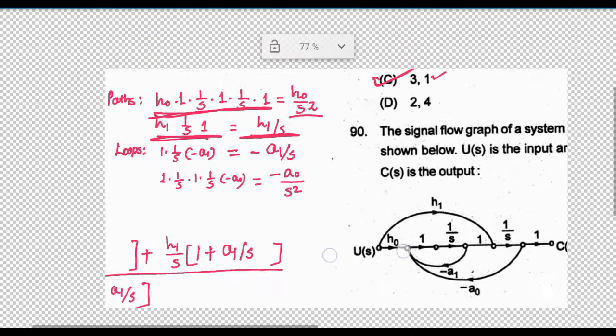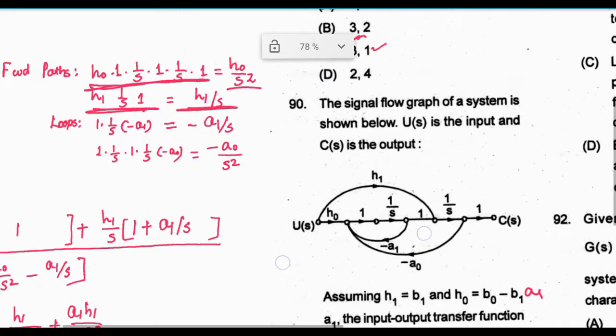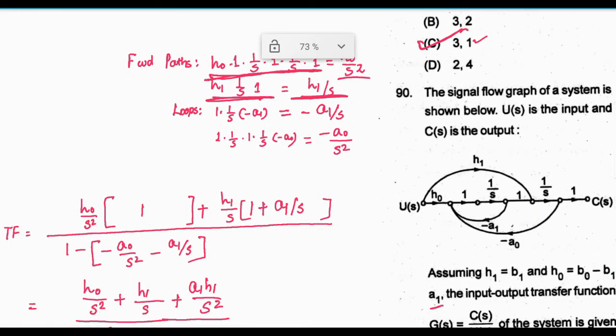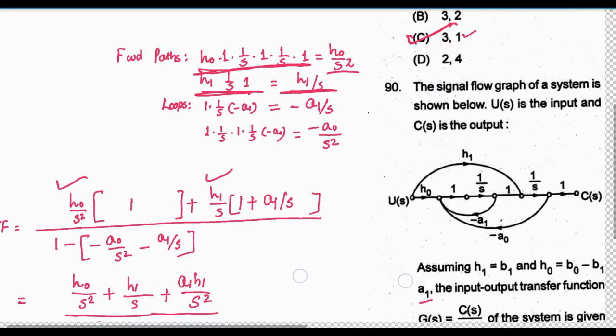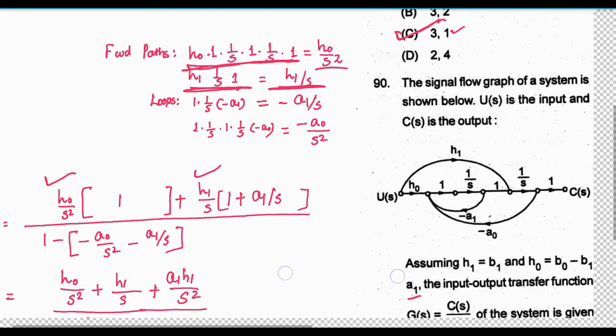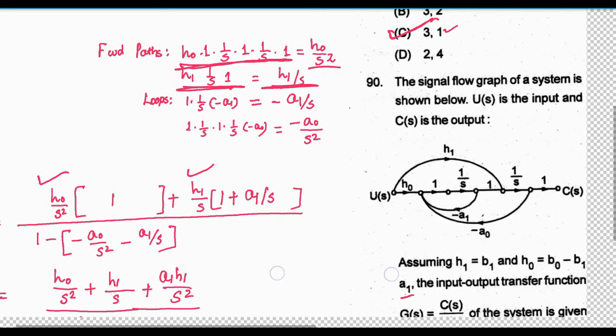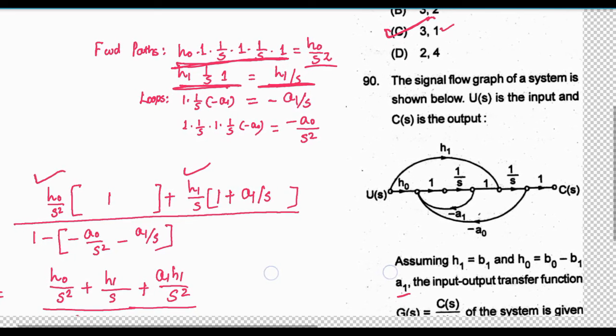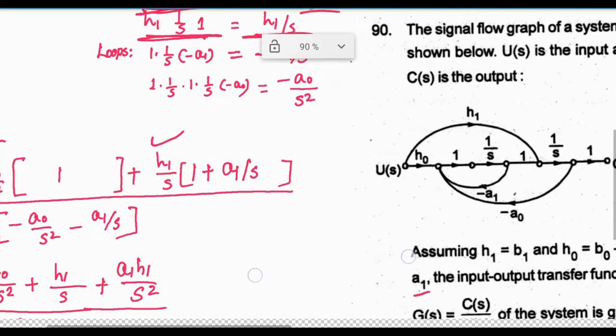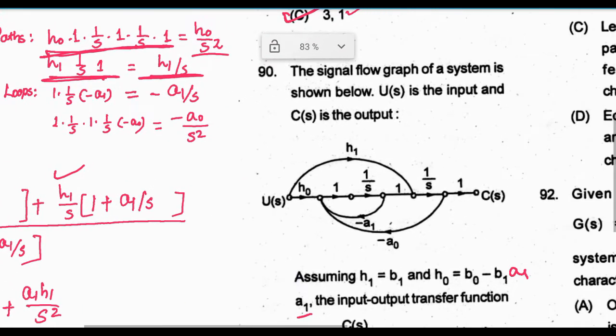And if we apply Mason's gain formula, in the numerator there will be the two forward paths first. Next we have to find out the loops that are not touching the forward path, the loops not touching the respective forward paths. So what are the loops not touching the first forward path? The first forward path is this one, and all the loops are touching this one. So there will be only one.